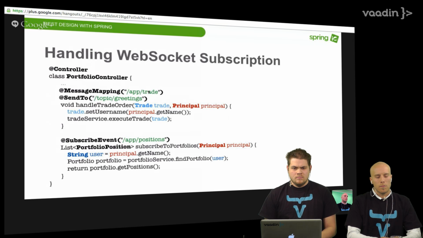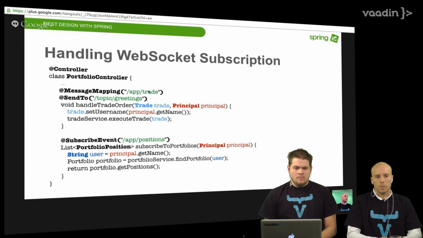Here's an example of a WebSocket controller. Two different methods here. One to receive messages being sent from the client. This is the first method, handleTradeOrder. And you can see we've even injected both the trade, which is the converted message coming in from the client to a Java type, and then the javax.security Principal, which is injected and provided for us by Spring Security here. So you can do secure communication over WebSockets and so on very, very naturally.